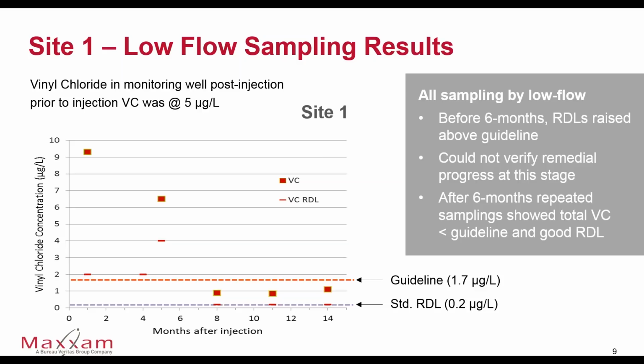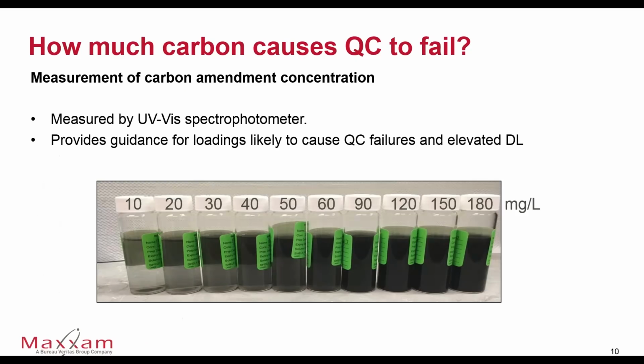However, after 8 months, the concentration did get down reproducibly below the detection limit. And you can see there that the 3 samplings in a row verified remedial success, but it took 8 months to know that this was happening. So we really wanted to get a solution for this.